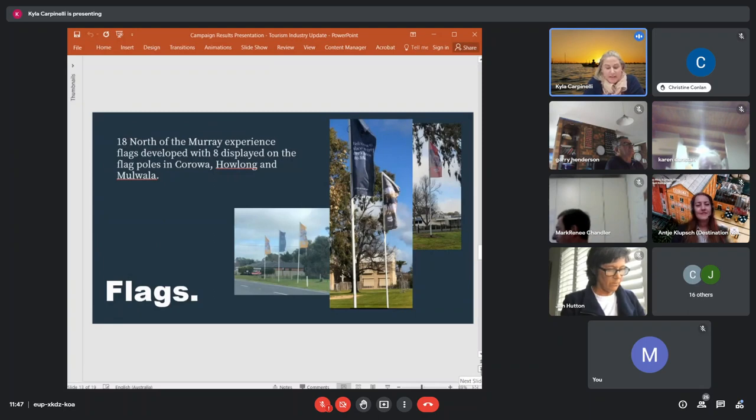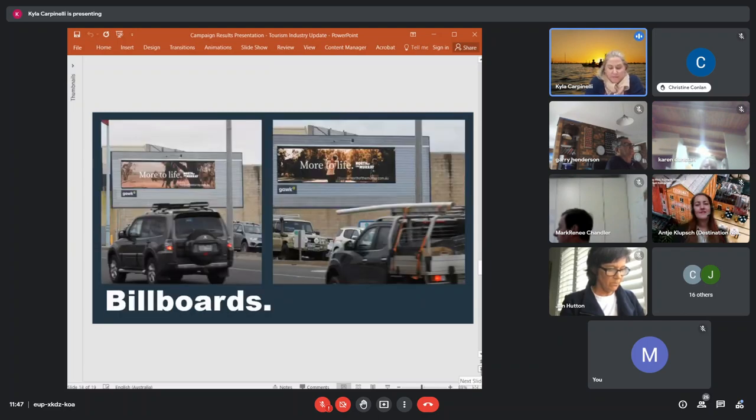The North of the Murray flags are also flying high in Mulwala and Corowa and Howlong. There have been 18 flags produced, and these will be interchanged with different experiences throughout the four seasons of the year. We also have 5 pieces of creative showing on the billboards in Torquay. We're expecting to reach over 280,000 vehicles over a period of 12 weeks with these. In addition, the cars passing during the lockdown period will be seeing these as well.